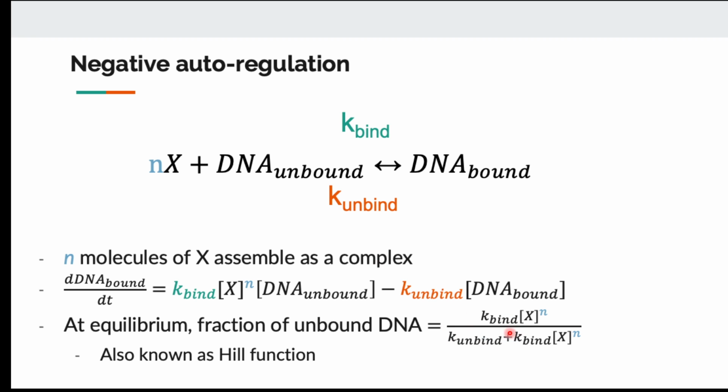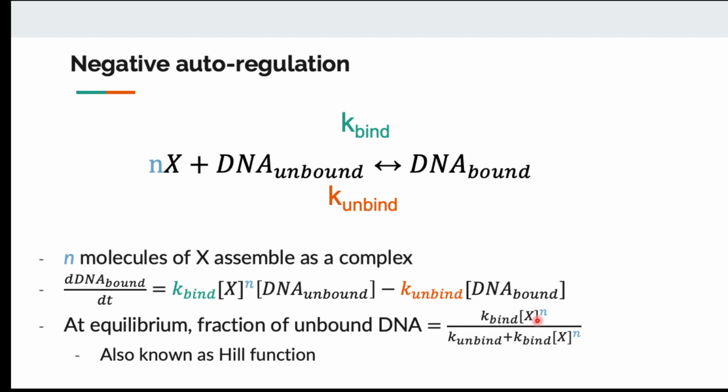If we want to look at the equilibrium, what's the fraction of bound versus unbound DNA at equilibrium? Basically, we just set this expression to 0 and then solve for the bound and unbound DNA. Because bound and unbound DNA added together is the total number of DNA in the cells, which is a constant. So we can solve this. You don't have to worry about the mathematics, but if you're curious, if you replace unbound DNA into this equation, set it to 0, you will get this. This is also known as the Hill function, if you are curious.